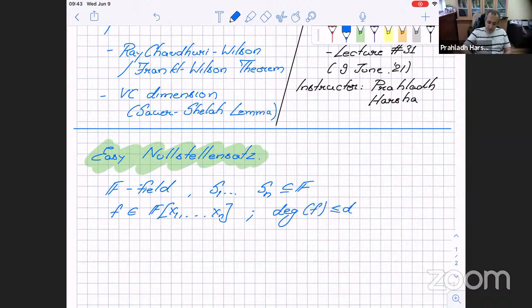And it so happens that F, when restricted as a function on this grid, happens to be identically zero. I'm not claiming as a polynomial it's identically zero. As a function, F is a function on the entire space, but when you look at the restriction of F to the grid, F evaluates to zero.